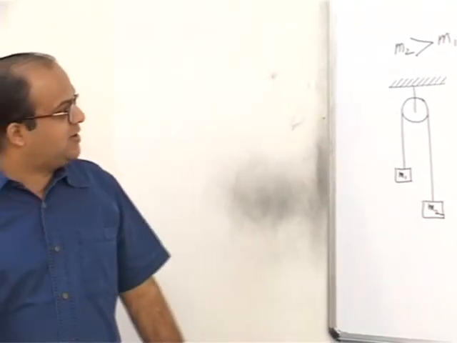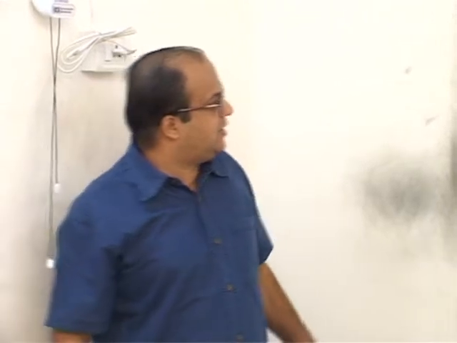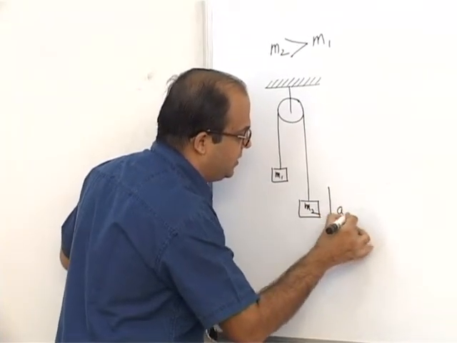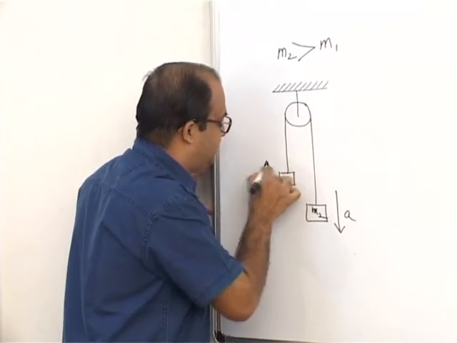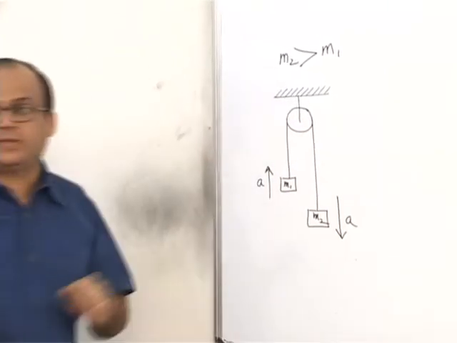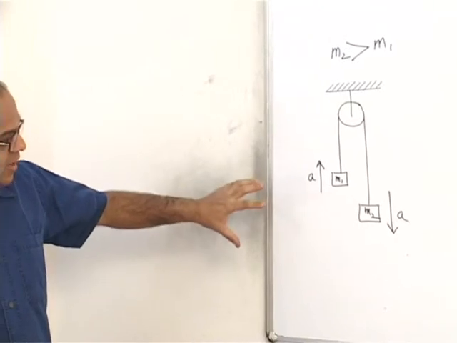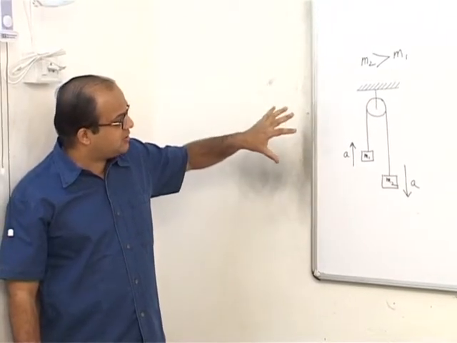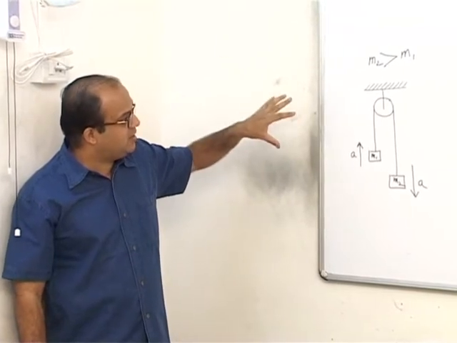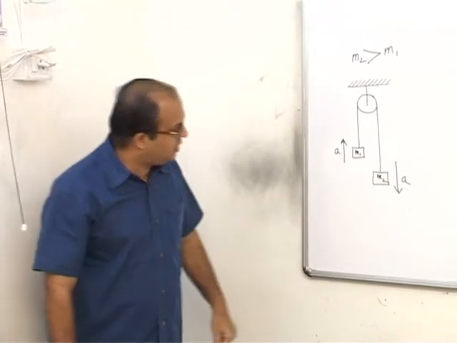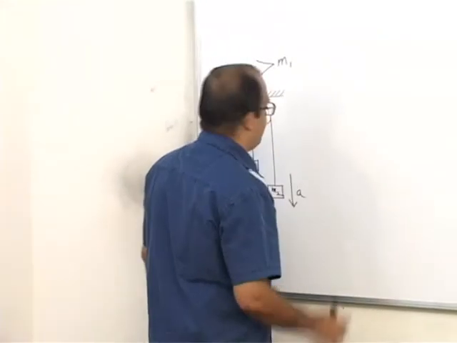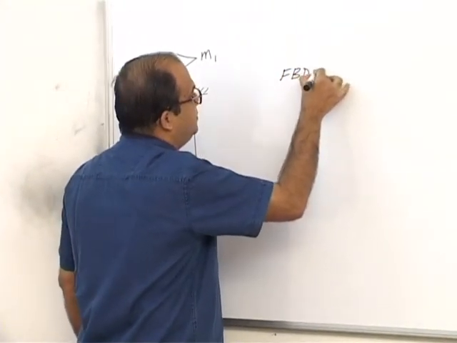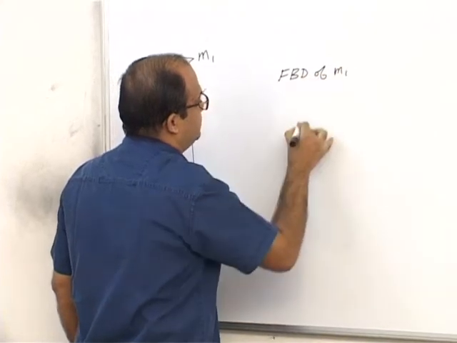Next step is to fix the consistent direction of acceleration. So this will accelerate down, this will accelerate up. Now we have to draw the free body diagram of each of these objects. In all our discussions, the pulleys are massless and the strings also are massless. So we draw the free body diagram of M1.